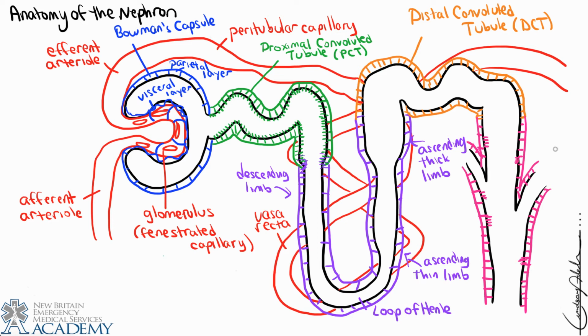And then lastly, the distal convoluted tubule will dump its contents into the collecting duct, and the collecting duct can merge several distal convoluted tubules, which can dump into the same collecting duct. You can see that it branches, and then from there, the collecting duct actually empties into the papillary duct, and then it will empty into the renal pelvis.